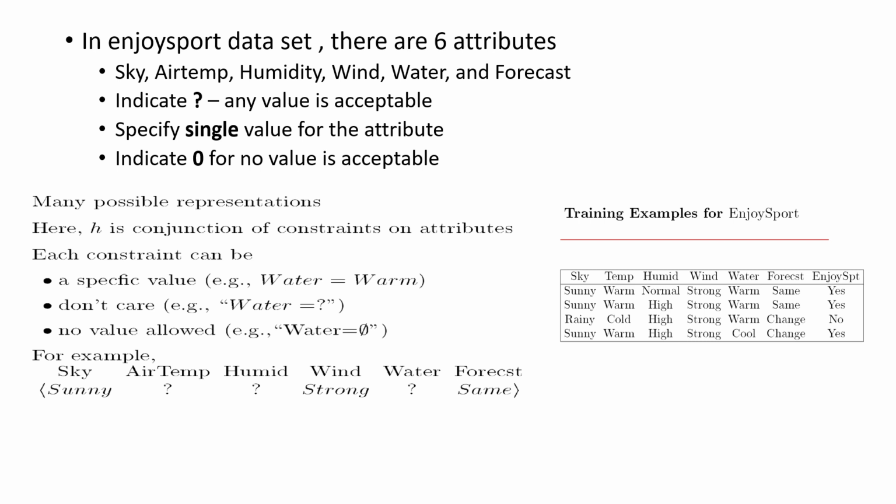If you see a question mark, that means it is too general. It accepts any value. These attributes accept a single value, like temperature can be warm or cold. Any one value is accepted. 0 indicates that no value is accepted.